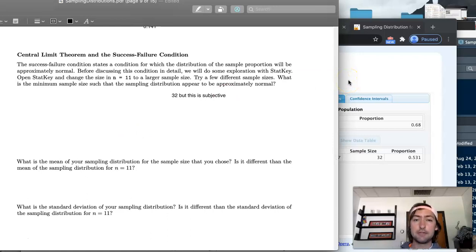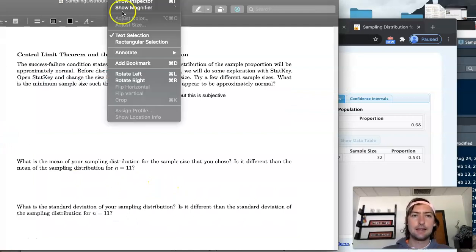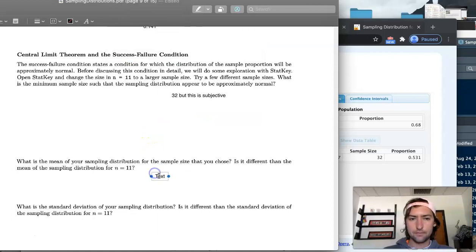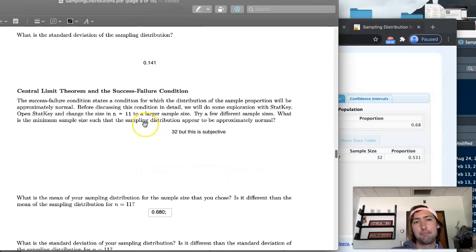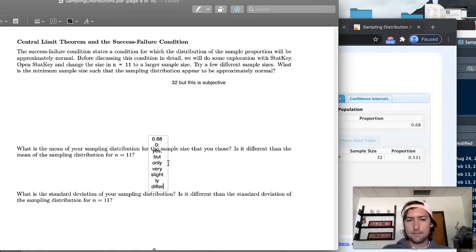Whatever you decided on, keep that and note what the mean of your sampling distribution is. Mine is, in this case, 0.68 exactly, so I'll make a note of that here. Is it different than when we had a sample size of 11? Barely. So is it different? Yes, but only very slightly different.